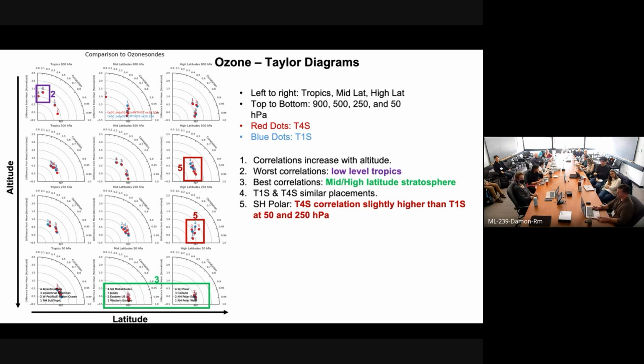The placements are pretty similar between the two model runs, which is good to see. And if you look real close, you could see some of the differences that we saw in the last plot with the Southern Hemisphere UTLS and the boxes that I had marked 5, although it's not too far off from one another.